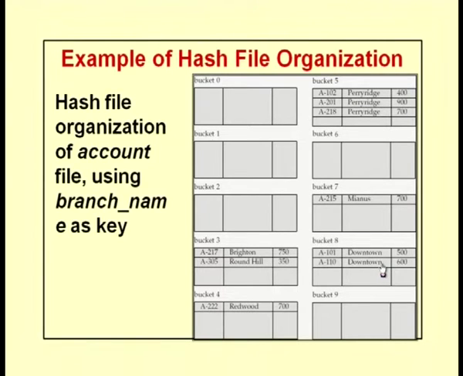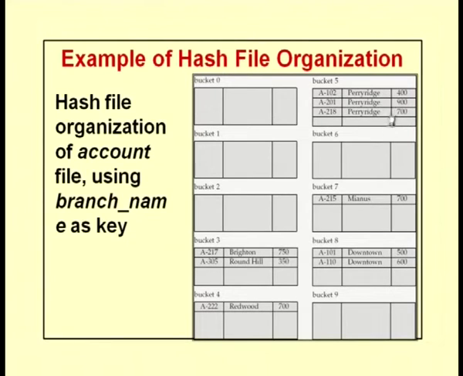Now, suppose you get a branch name. That branch name has to be hashed: you apply the hash function on that branch value, get which bucket it should go to, and then search in that bucket to find the actual value. For example, Perry Ridge has got 3, so you have to search from the beginning. Here you have to search like this, so you have to search within the bucket to find the actual record.